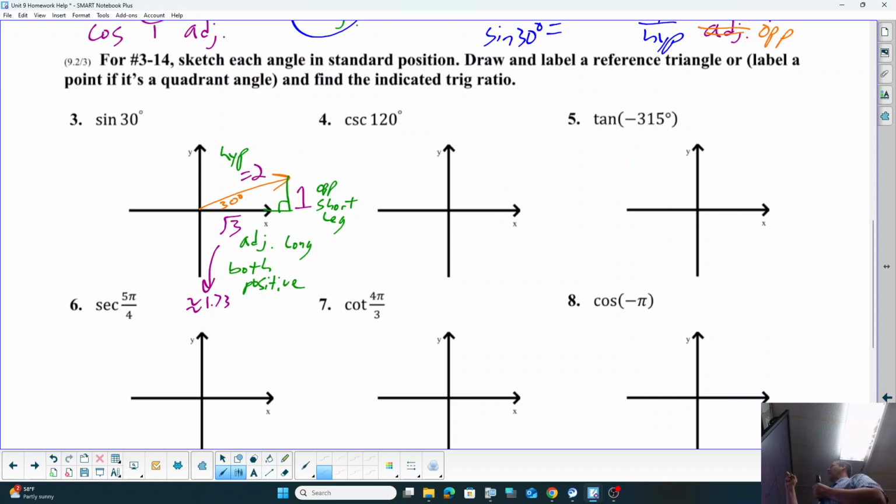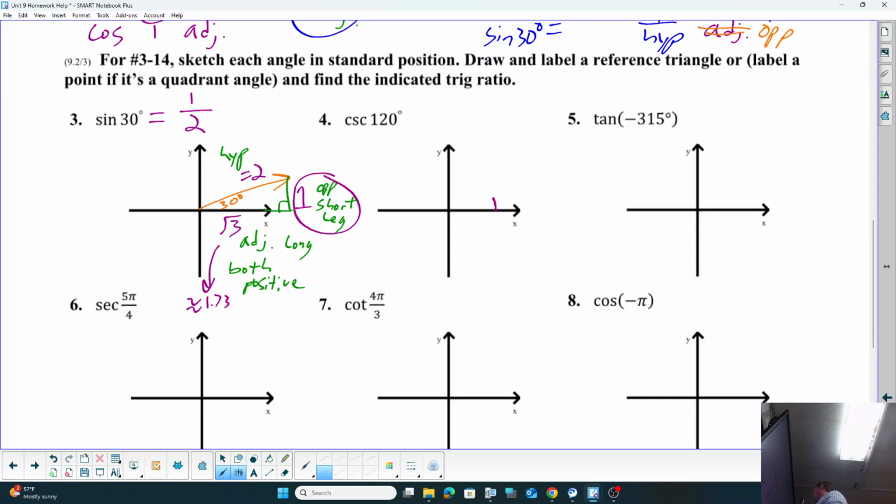Okay, so what is sine? Sine is opposite over hypotenuse, 1 over 2. There we go. So sine of 30 degrees is 1/2. Nice, I like it a lot. Awesome. Okay, so then we're going to try cosecant next, of 120 degrees.